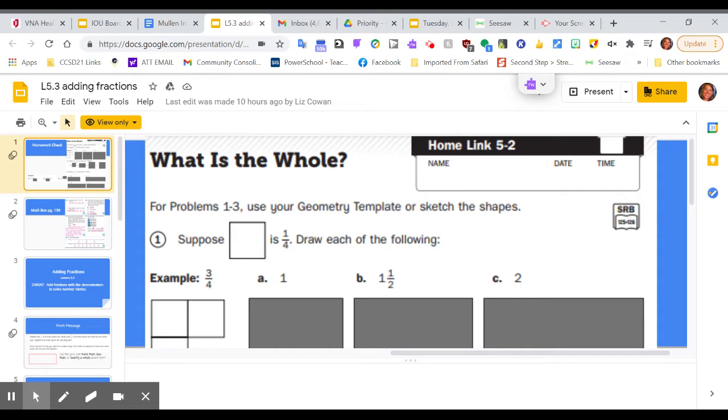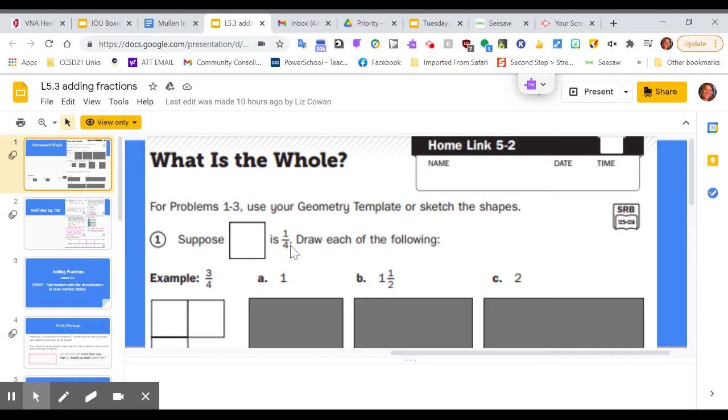I just wanted to get you started on your homework because I know this was a challenging lesson yesterday. So, for problems 1 through 3, it says to use your geometry template or sketch the shapes. I'm just going to have you sketch the shapes because I know you don't have a geometry template and it's really not needed. So, let's take a look at number 1. We'll do a few examples together.